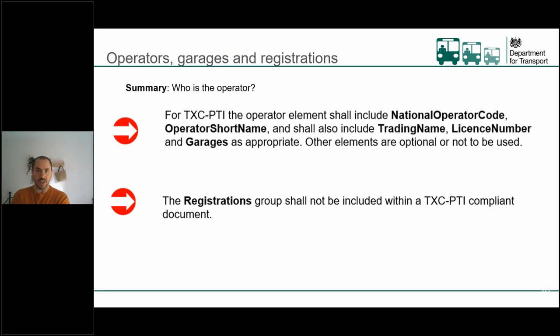Operators, garages and registrations. So this is not the registration profile. The registrations group of information is not included in the TransXChange that goes to BODS. But what we do need is the national operator code, short name, trading name, license number, and garages as appropriate. And so this section is really just about who is the operator.